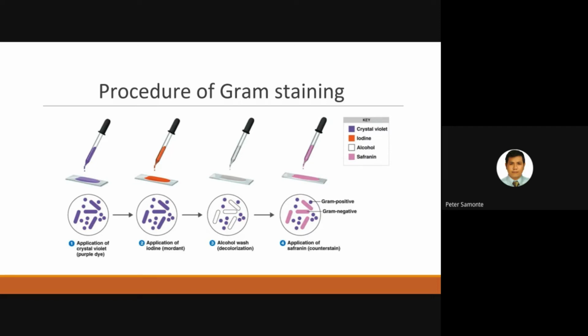And when you add the safranin, those who have clear or those who have removed the primary dye would then absorb the safranin, making them appear pink. Thus, they are gram negative. While the gram positive, they would retain the dye. Any questions, class?